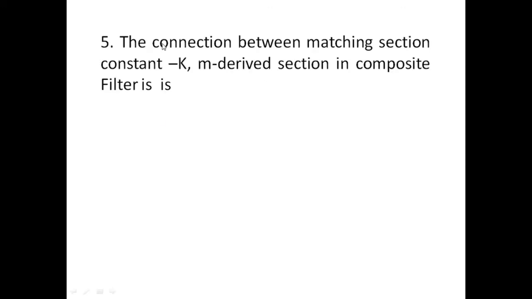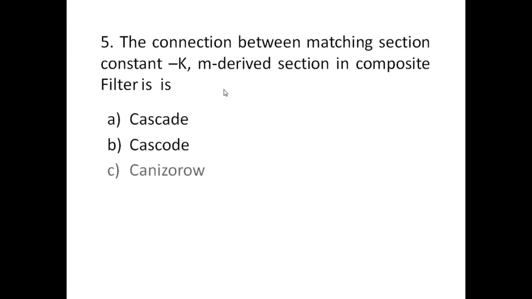Now the fifth question, the connection between matching section, constant K, m-derived section in composite filter is option A cascade, option B cascode, option C Cannizzaro, option D Casario. See, I already explained in the previous videos itself, the filter designs are cascade connection. Cascade means one section output is connected as an input of the second section, like that the chain will go. Okay, so the answer is cascade.